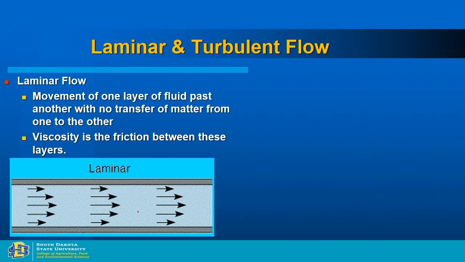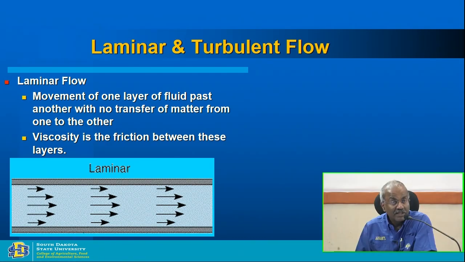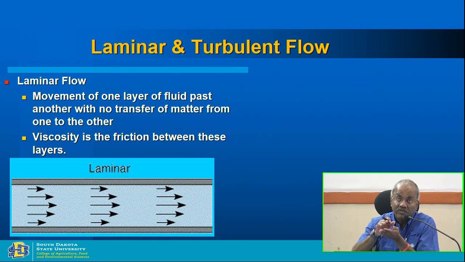Fluid is flowing, you all know that, right? It's laminar and turbulent flow. Laminar means it's a very streamlined flow, there is no turbulence. That's why it's called laminar flow. How do we differentiate between laminar and turbulent flow? Reynolds number. Thank you.